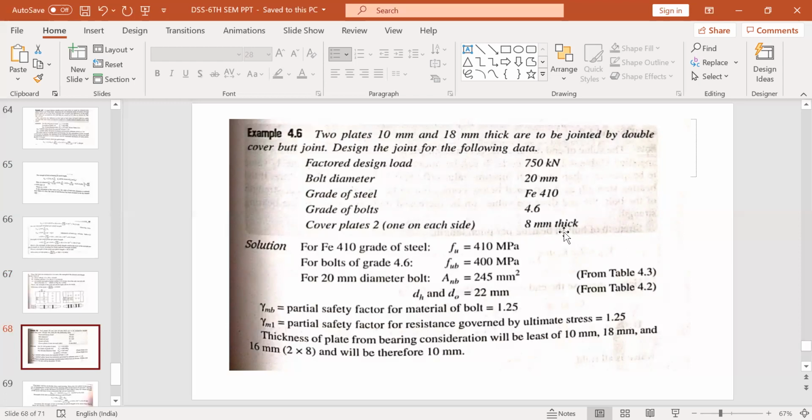Now since for this data, Fe410 and grade 4.6, you write all these values. Fu is 410, and you know Fub is this much, 400 megapascal. For a 20 mm bolt, An is 245.